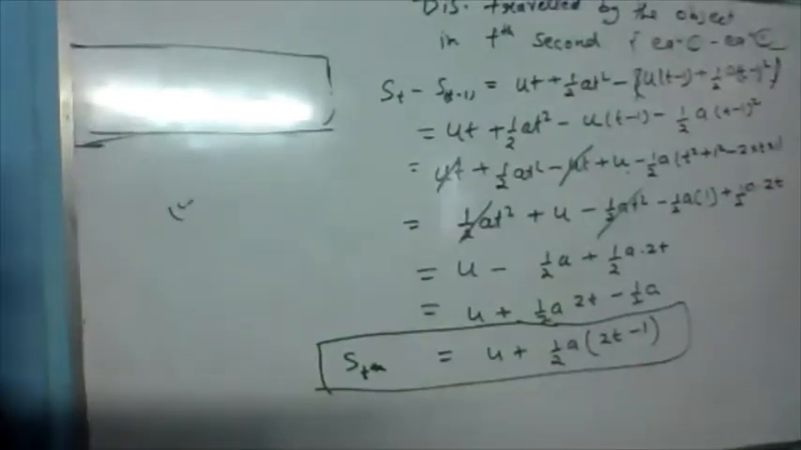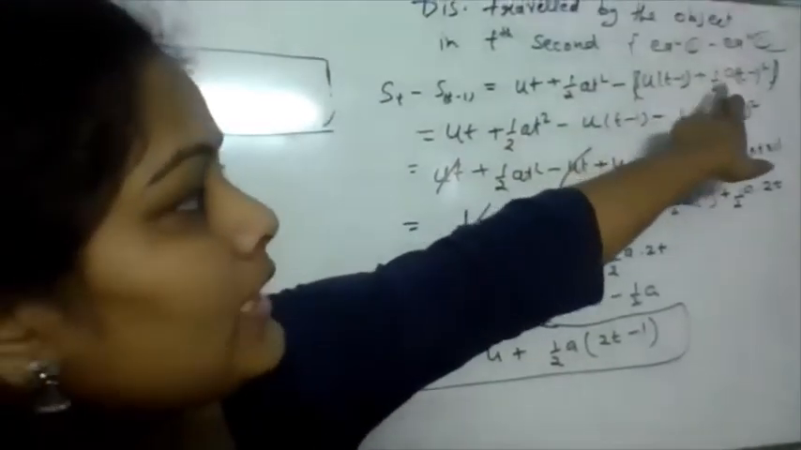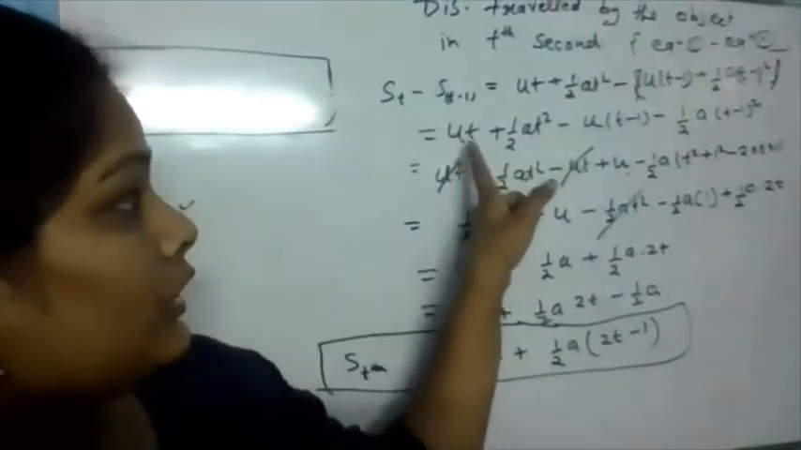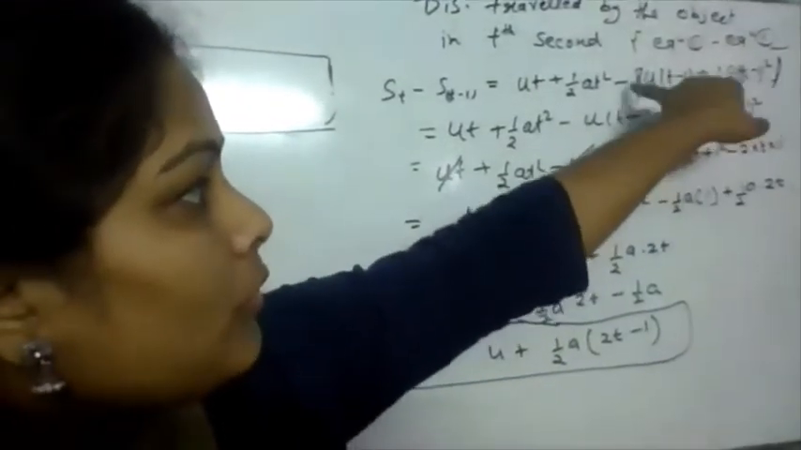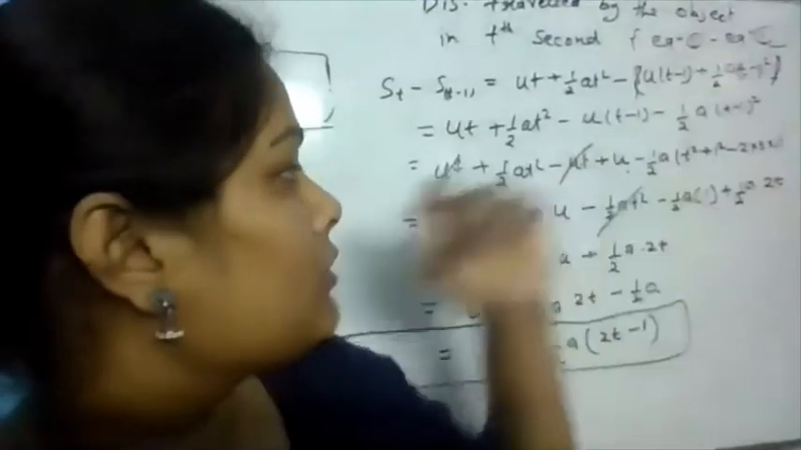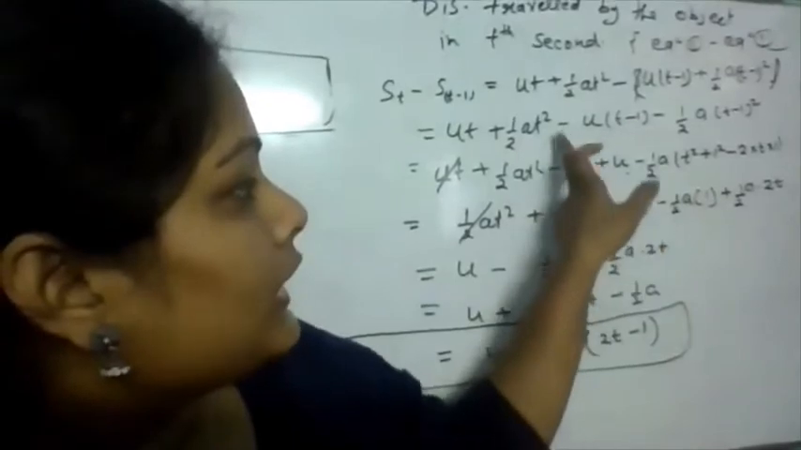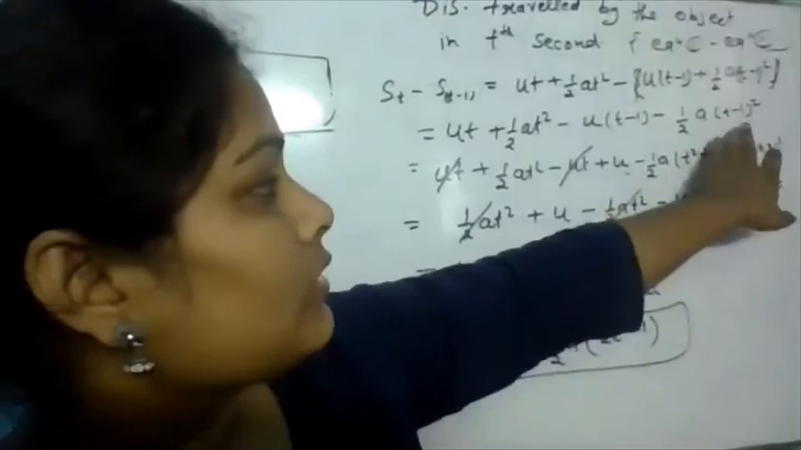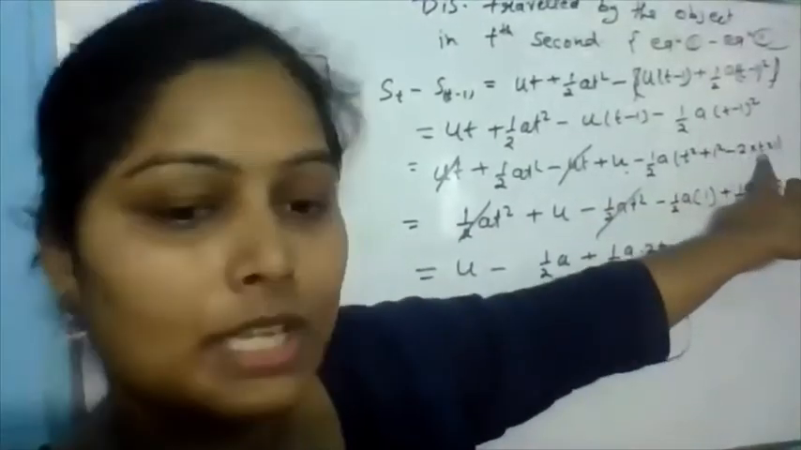Is this proving clear? Simple mathematics. ut plus half at square minus u of t minus 1 plus half a of t minus 1 whole square. Okay. Now ut plus half at square minus, because here is also plus, so plus minus minus half a t minus 1 whole square. So ut plus half at square minus ut and plus u, and here minus half of a, and just open the formula of a minus b whole square, a square plus b square minus 2ab.